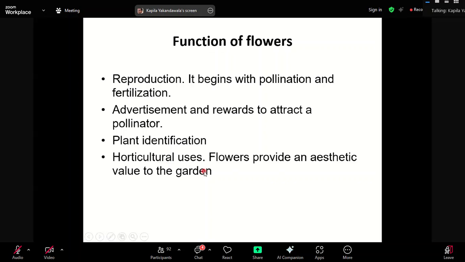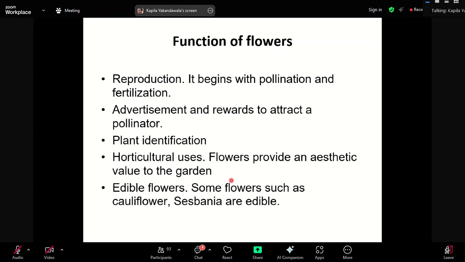Then we have horticultural uses, like to beautify our garden, we use zinnia, marigold, dahlia-like flowers. Then as edible flowers, we eat cauliflower, sesbania, etc. So these flowers are edible. And we also use certain flowers as cut flowers, like anthurium, water lilies.